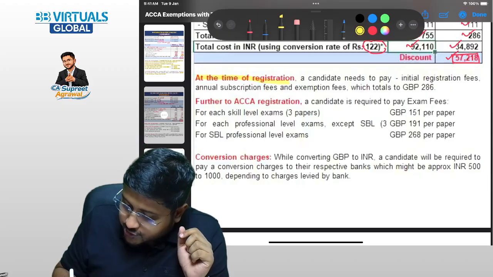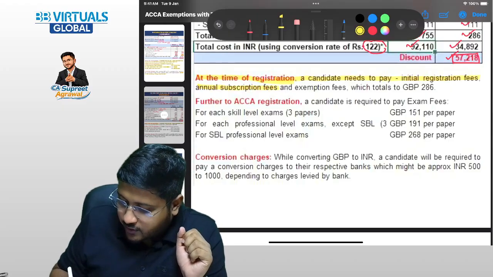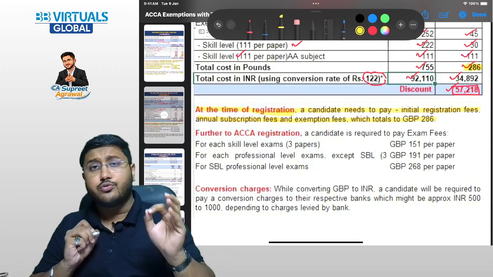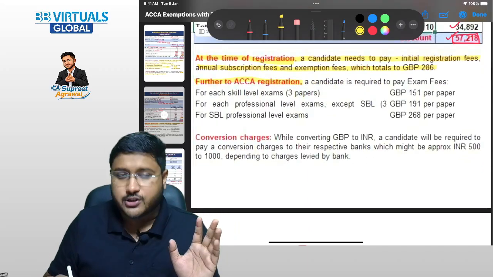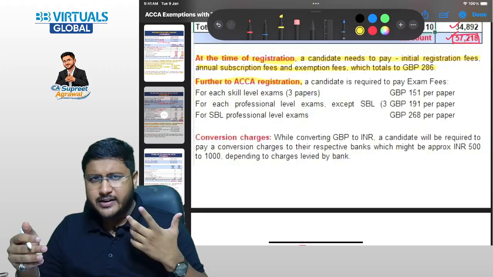Now at the time of registration, what you will have to pay? You will have to pay the initial registration fees, annual subscription fees and exemption fees, which totals to 286. This is taken from here, 286 pounds. Okay. Now further to ACCA registration, and I am sure that you are going to register with us because this is something that makes complete sense for you, right?